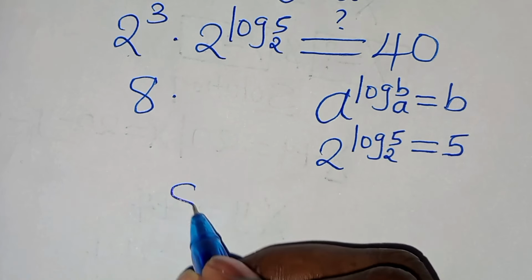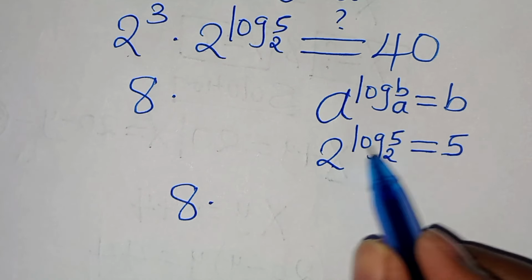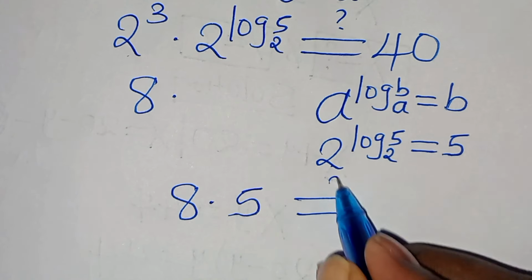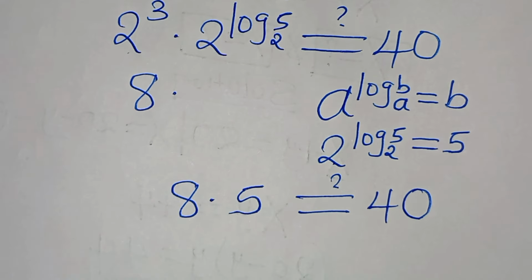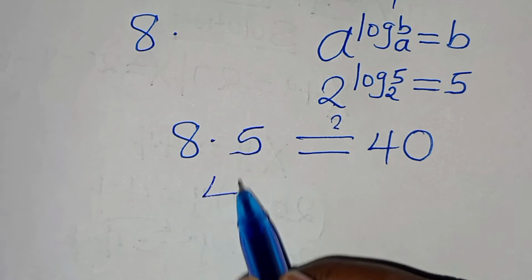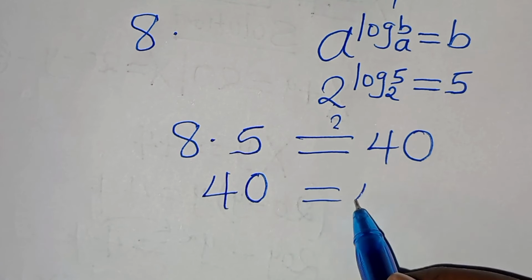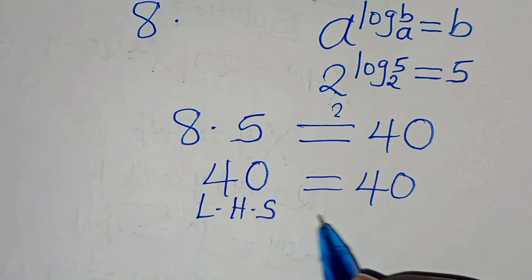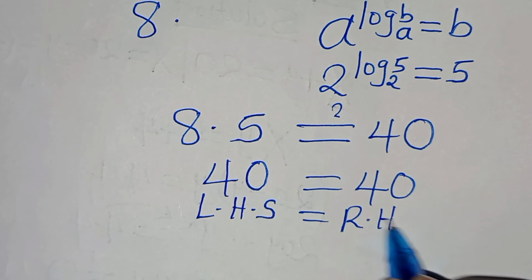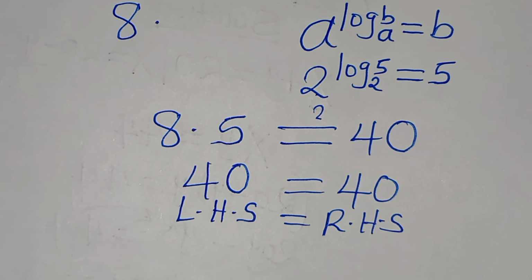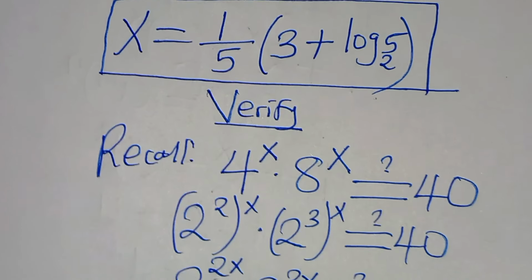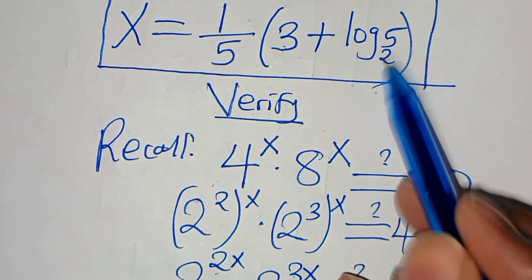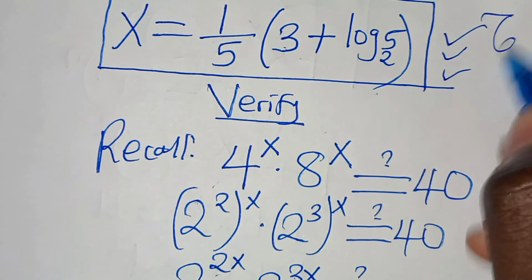And this implies that we have 8 multiplied by 2 to the power of log 5 to base 2, which is 5. Then this should give us a value of 40. And we have that 8 times 5, this is 40, which is equal to 40. So this implies that the left hand side is equal to the right hand side. And this proves that the value of x here, which is equal to 1 over 5 into the parentheses, this is 3 plus log 5 to base 2, actually satisfies the equation.